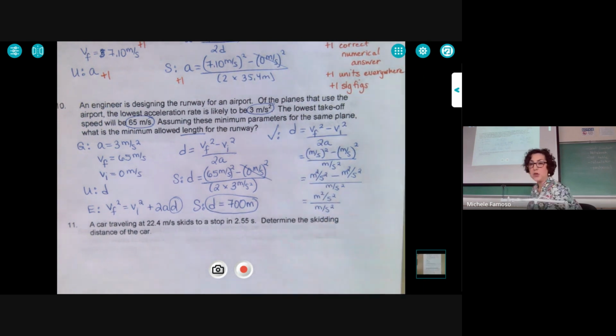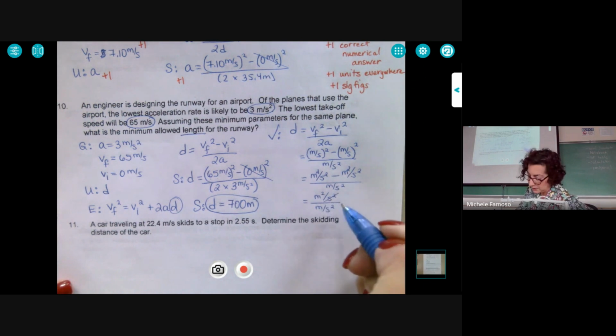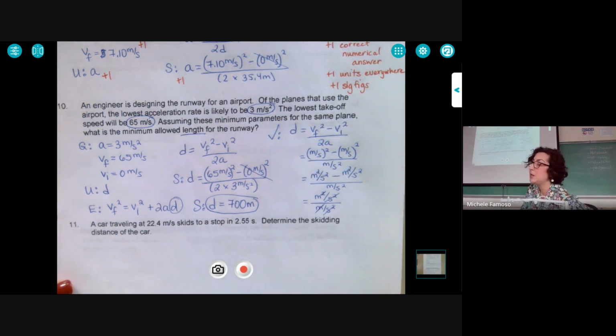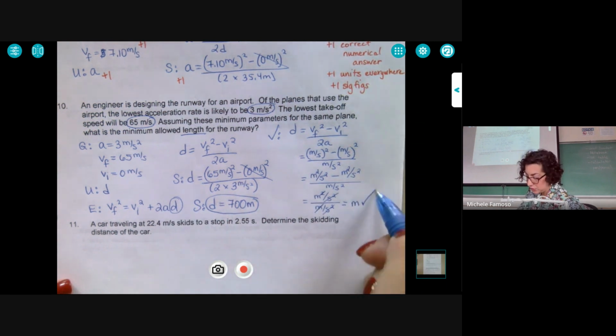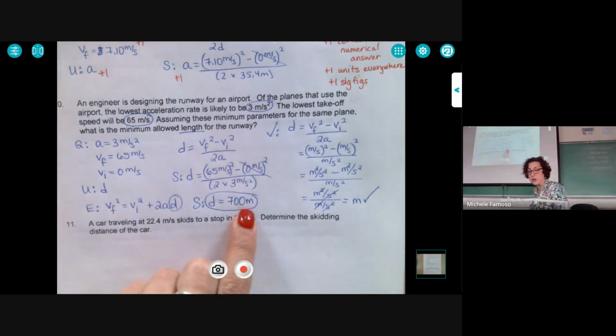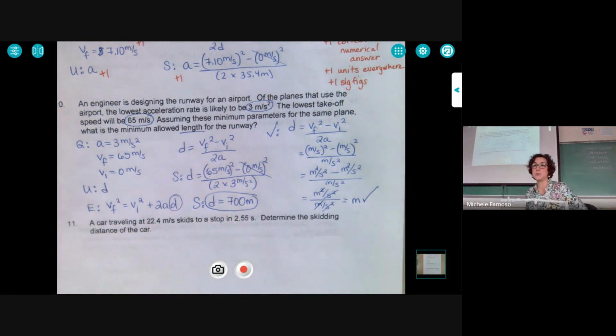And at this point, I think you can see how some things are going to cancel out. The second squareds cancel, and that square cancels with the meter in the denominator. Do you see that? So what are we left with? 1 meter is left in there, which is what we expected for our answer on a distance, meters. But that's how you get it. That's the dimensional analysis.